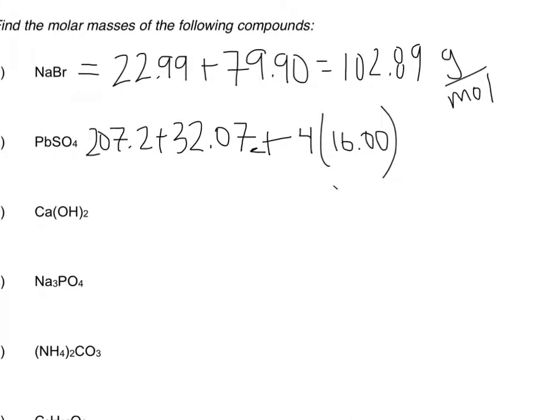Plugging this all into the calculator, let's see, clear, 207.2 plus 32.07 plus 4 times 16.00. Equals, looks like 123.27.